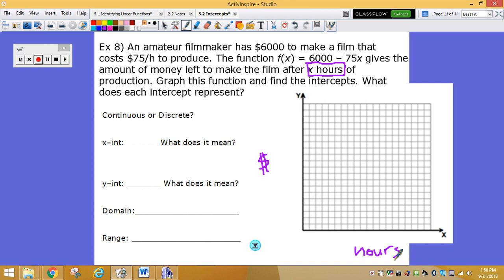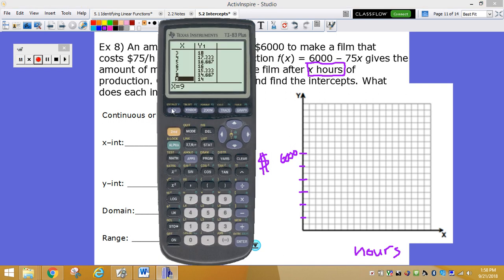Okay, this is another one. I'm going to start at 6,000 because that's how much money I have. So I'm going to go up to 6,000: 1,000, 2,000, 3,000, 4,000, 5,000, 6,000. But hours, I don't know. Okay, so what I'm going to do is I'm going to figure it out in my calculator.